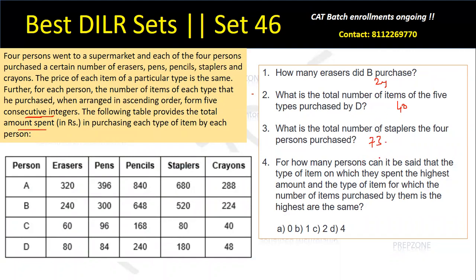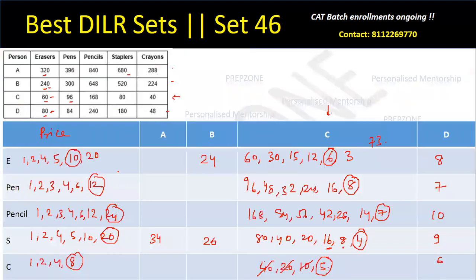Last question देखते हैं. For how many persons can it be said that the type of item on which they spend the highest amount and the type of item for which the number of items purchased by them is the highest are the same, right? ये मुझे देखना है क्योंकि जिस पे बंदा सबसे ज्यादा अमाउंट स्पेंड कर रहा है उसी की सबसे ज्यादा क्वांटिटी भी खरीद रहा है. लेट्स सी. तो A सबसे ज्यादा अमाउंट स्पेंड कर रहा है स्टेपलर पे. This is the highest and this is the highest, right?